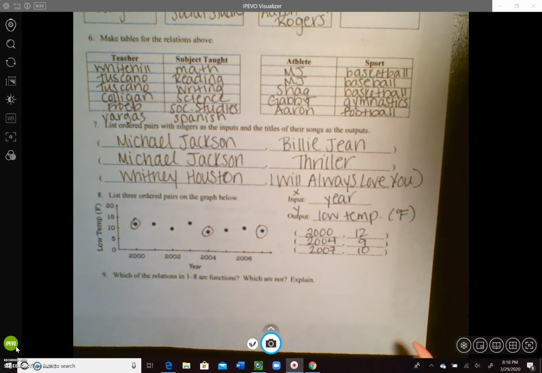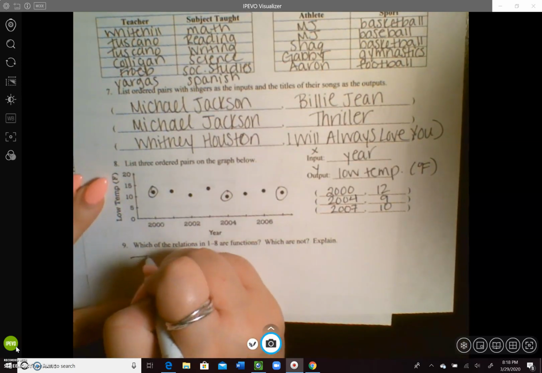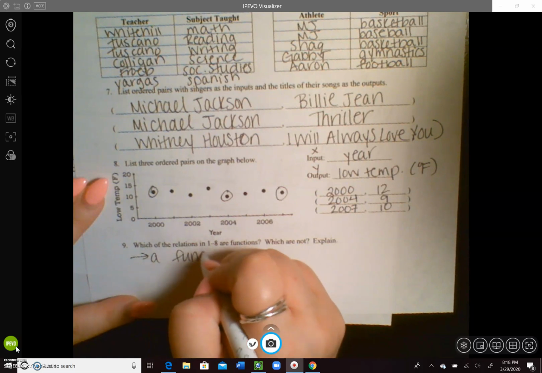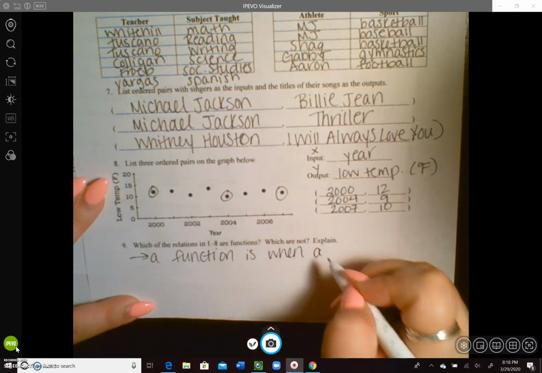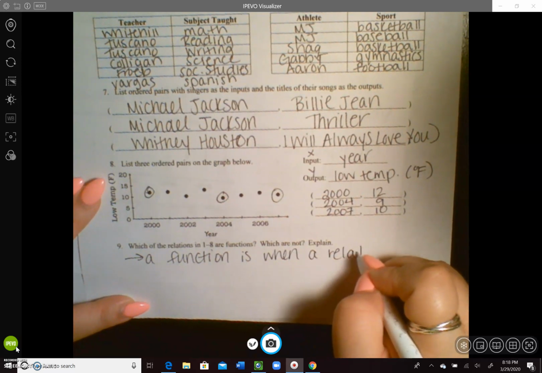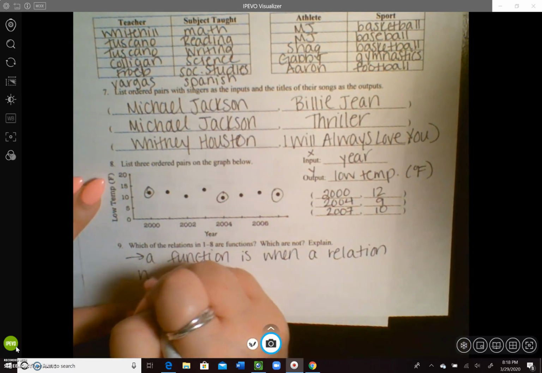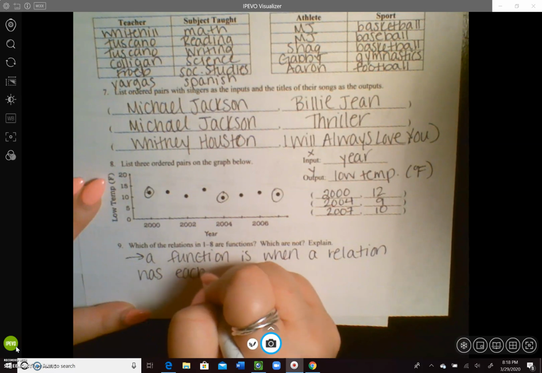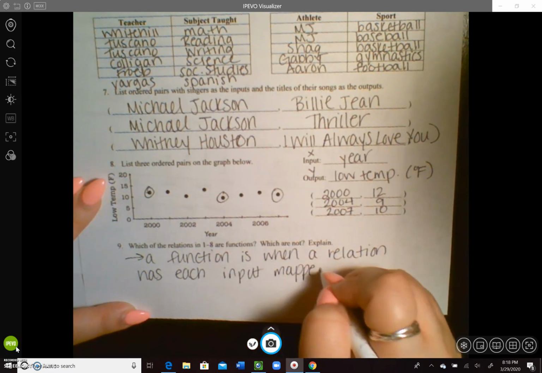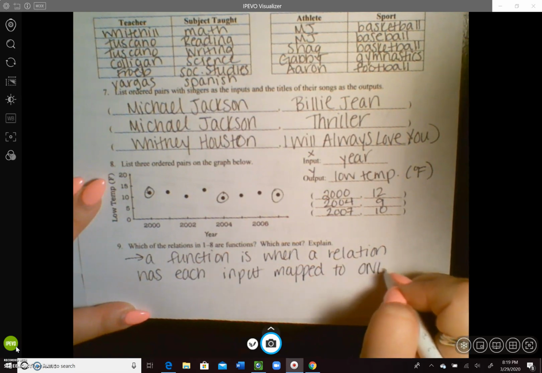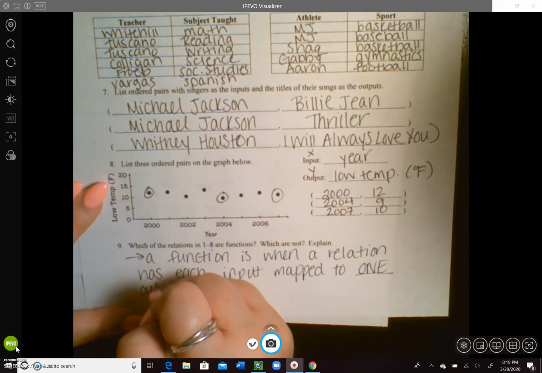Okay. Real quick, we're going to talk about what makes each of these relations a function. So a function is when a relation has each input mapped to one output.